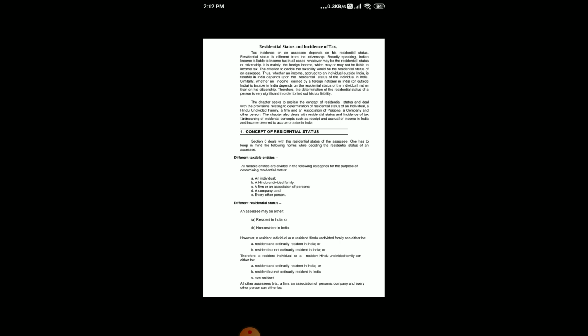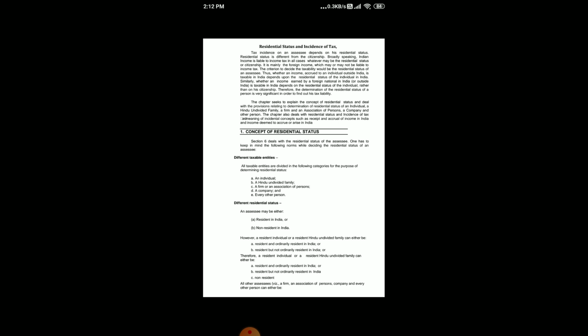So, what are those norms? If you see the different taxable entities, there are different persons who are liable to pay the tax. Those are called different taxable entities, like an individual, a Hindu undivided family, a firm or association of persons, a company, or any other person who is deemed a person. All of these are liable to pay tax.